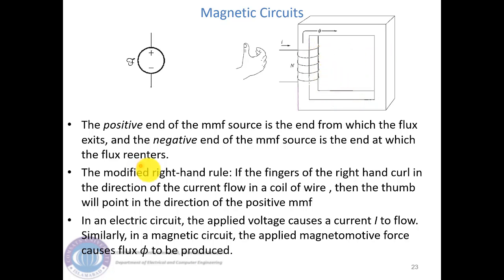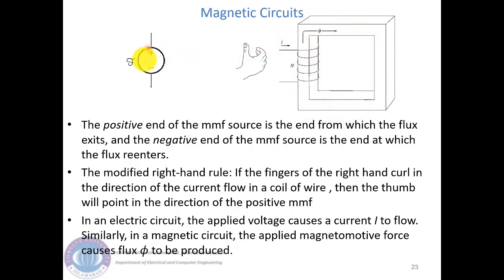So we sometimes call it the modified right hand rule. If the fingers of the right hand curl in the direction of the current flow in a coil of wire, then the thumb will point in the direction of the positive mmf. So we can find out the positive mmf. Obviously the flux will leave from the positive terminal of this magnetomotive force, and it will flow. So this is how we can use this modified right hand rule to figure out the direction of the flux that's flowing.